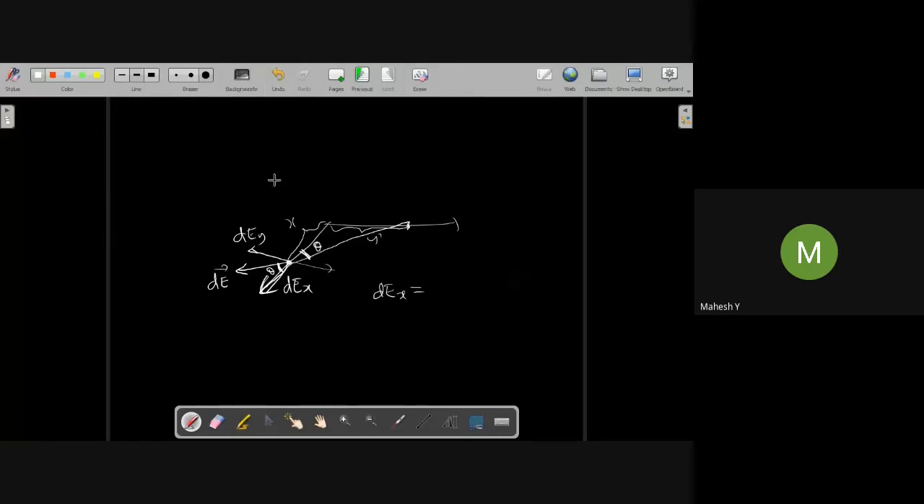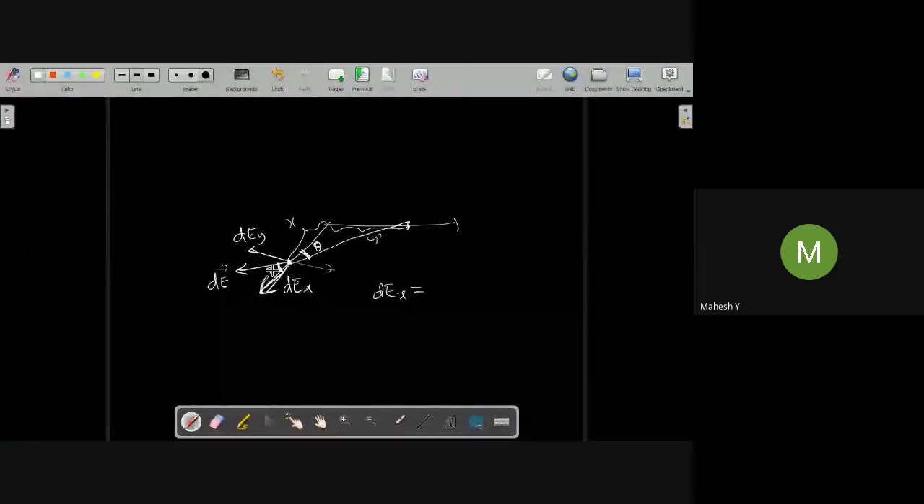Is the screen visible? Okay, that question is clear.